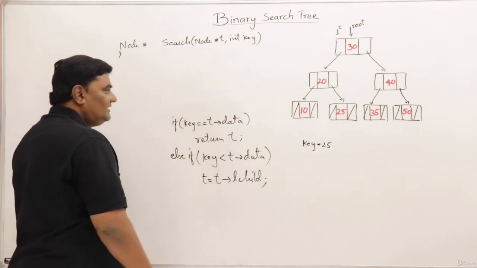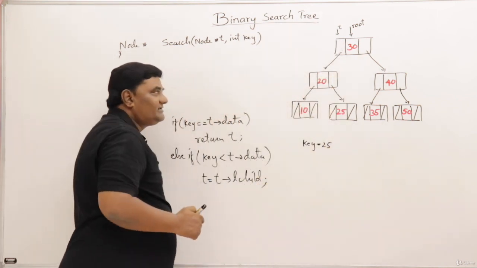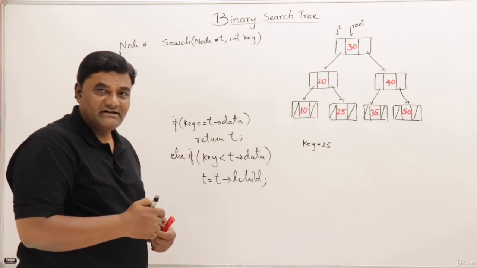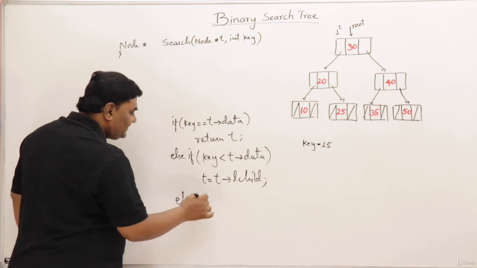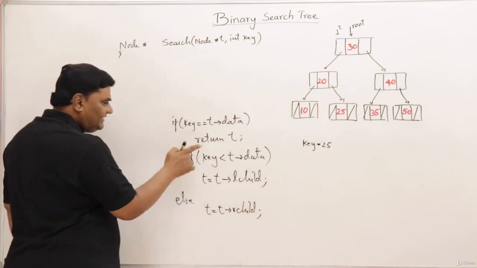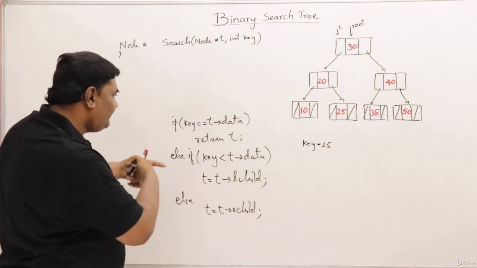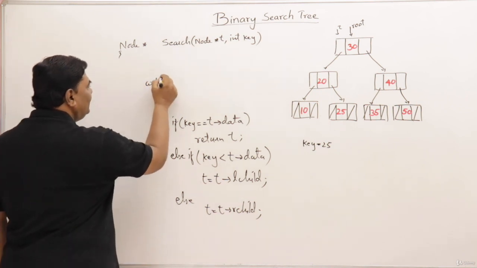t will move to the left hand side. See, our key is smaller, so it has to move to the left hand side. Otherwise, if the key is greater, then it has to move to the right hand side. In every step, it has to do these things. So else, move t to the right side. I have already checked the condition for equal and less, otherwise it is greater. So this process I have to repeat. So this should come in a loop, while.